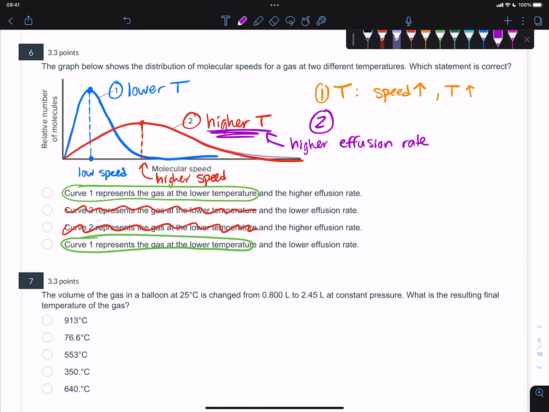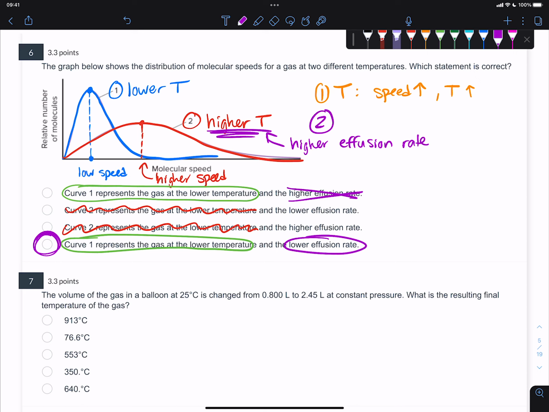So curve 1 is going to be the lower temperature, that's true. But because of that lower temperature, it is moving more slowly and is not going to have the higher effusion rate. It is going to have the lower effusion rate because it has the lower temperature, because it's moving more slowly. So your answer is going to be this last one here.